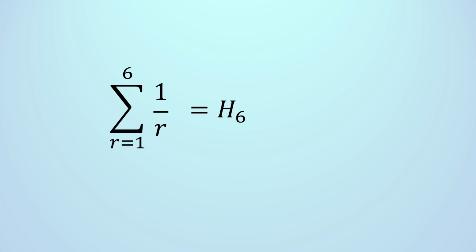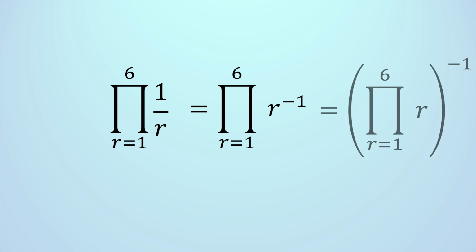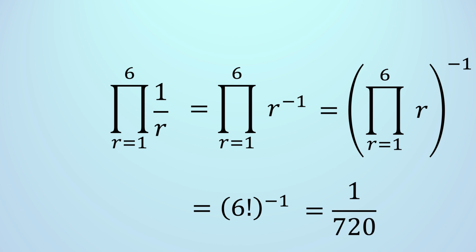Whereas if we're trying to find the product of this sequence, it's super easy, because 1 over r is just r to the power -1, and therefore we can just do the product from r equals 1 to r equals 6 of r, then take it all to the power -1 afterwards, which is just going to be 6 factorial to the power -1, which is just 1 over 720. Super easy to calculate with pretty much any scientific calculator. Pretty sweet.